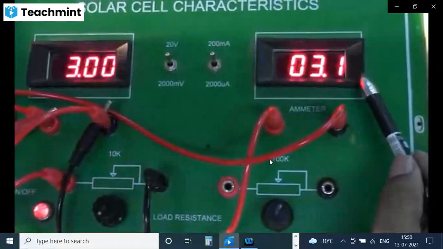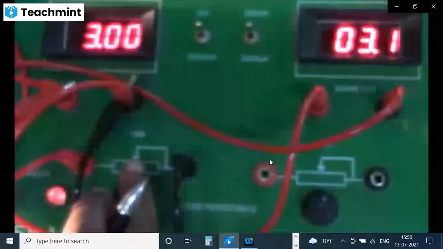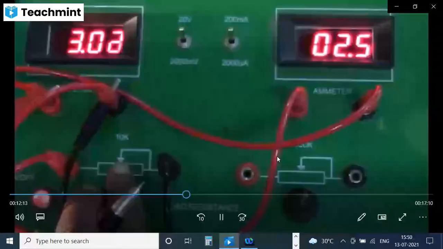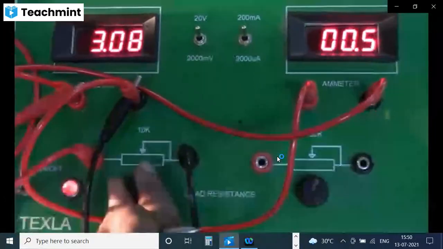So 3.1 milliamperes. Actually, the next reading is 3.5 volts, but you are unable to get it. You observe, even though you offer 10 kilo ohm resistance also, you are unable to get 3.5. Note down the last reading, whatever it may be.